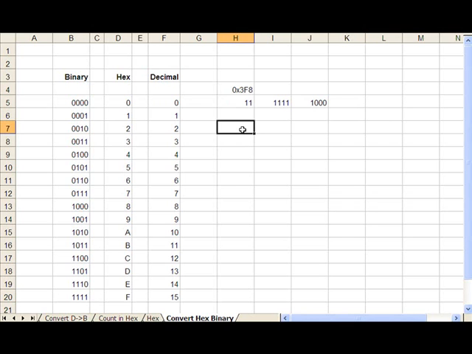3 groups of 256, F groups or 15 groups of 16, and 8 groups of 1, which is simply 8, and when we add those up we get 1016. So here's how we would do a conversion between hex and decimal, and I skipped through some of this.